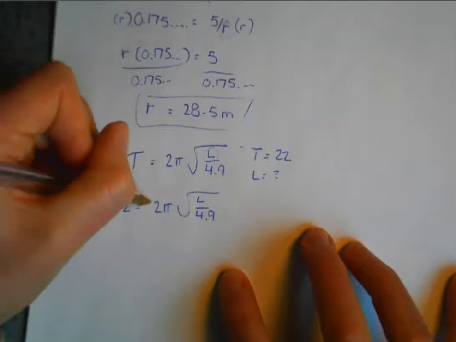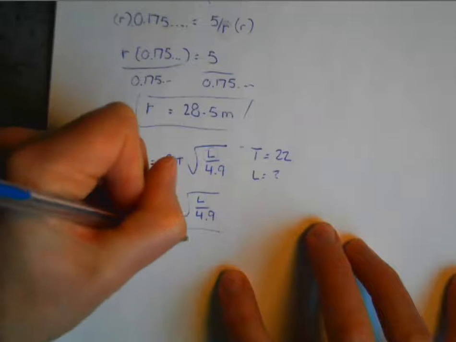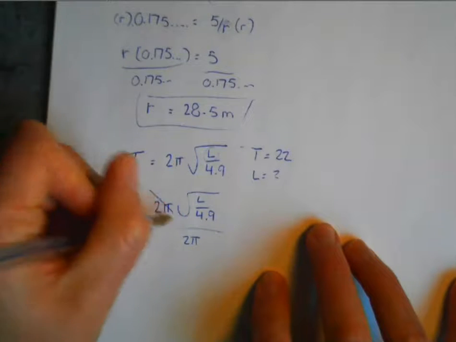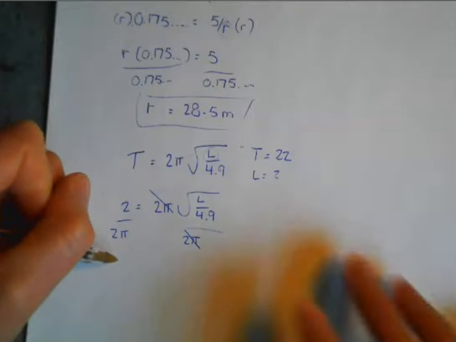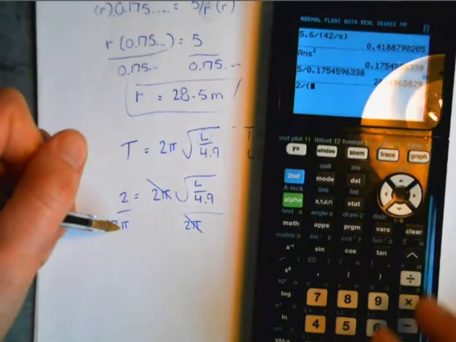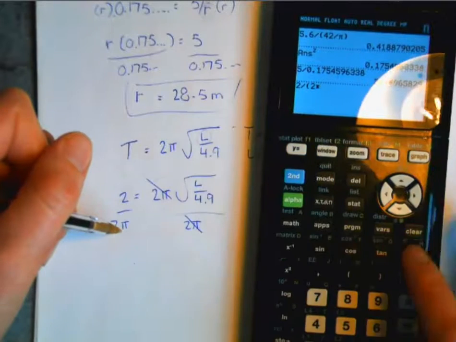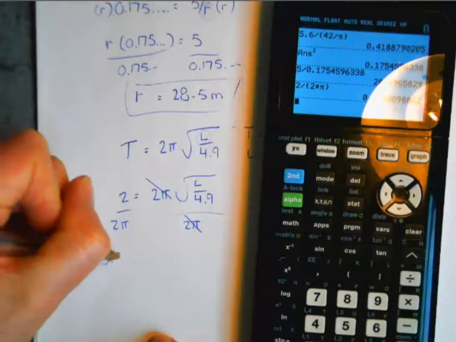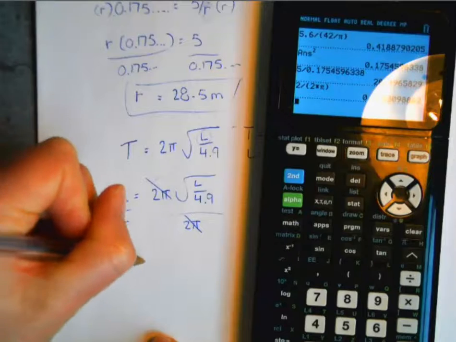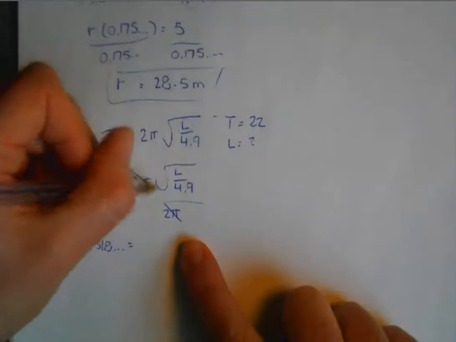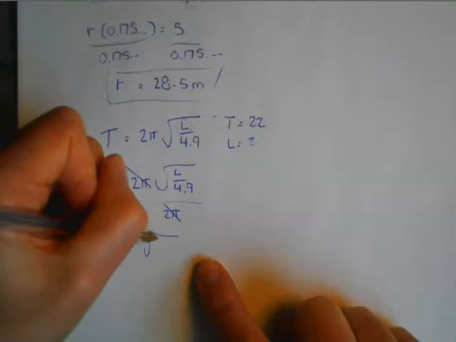We have a number being multiplied by our radical, so we're going to divide that away first. So divide by 2 pi, divide by 2 pi. These are going to cancel out, and we're left with 2 over 2 pi. So I'm just going to put that in right away, 2 divided by 2 times pi, which leaves me with 0.318, something like that, being equal to, now I just have this radical left, so L over 4.9.